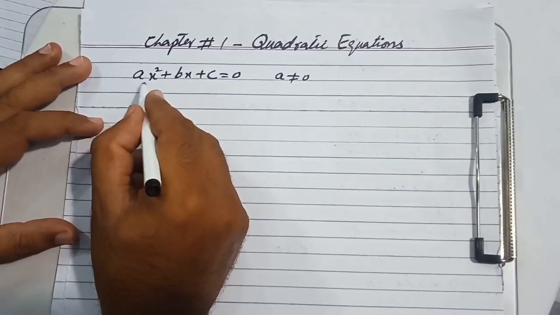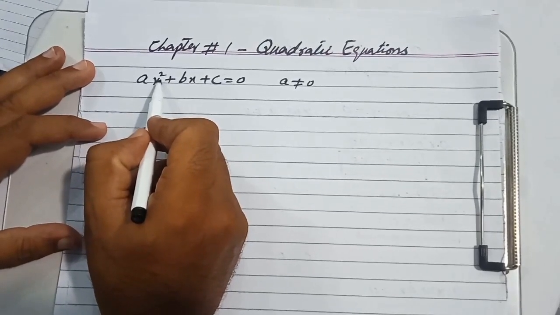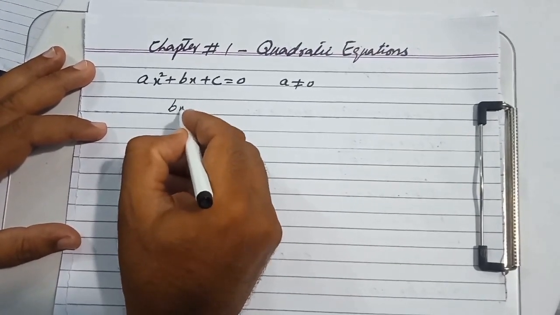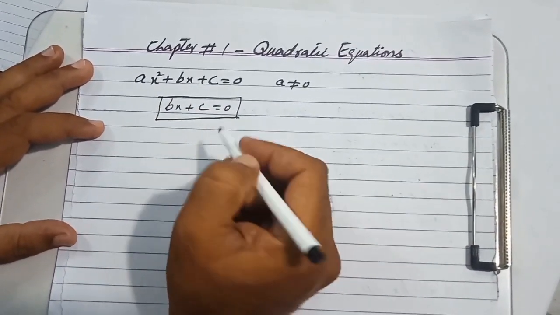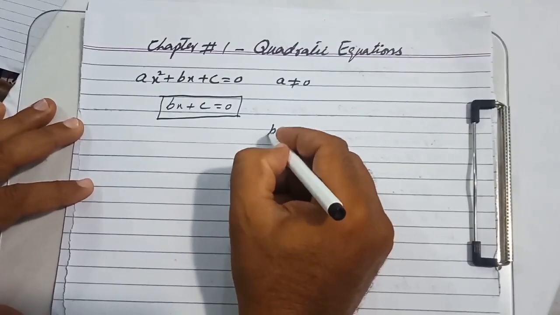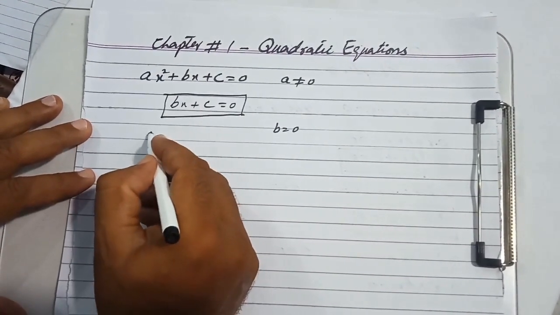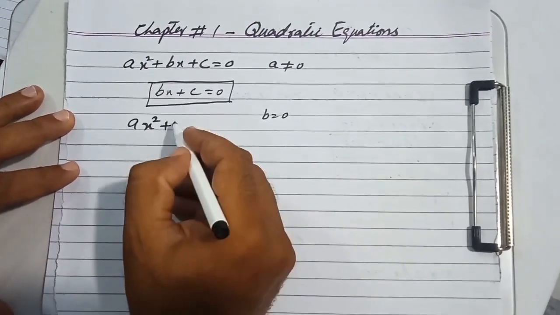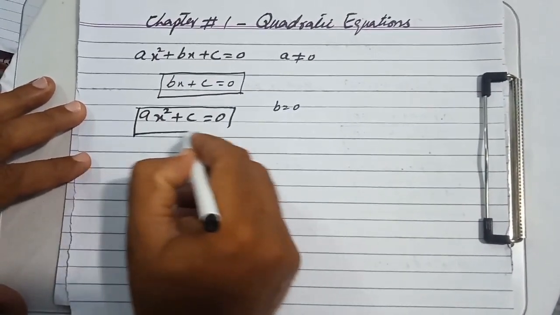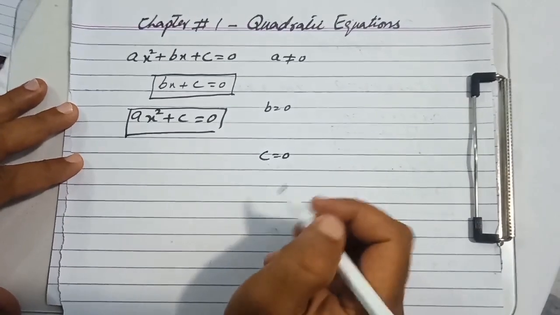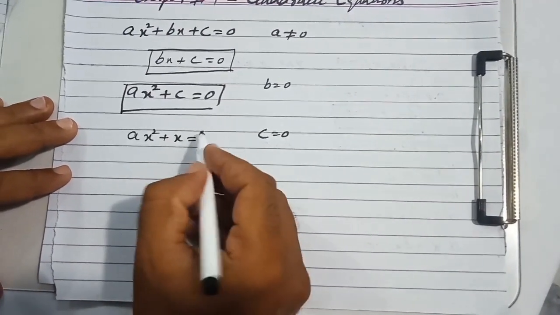If a is 0, then this quadratic equation will be reduced to a linear equation, as when 0 is multiplied with x square, the remaining equation will become bx plus c is equal to 0, and it is a linear equation, not a quadratic equation. And if b is equal to 0, then this equation will be called the pure quadratic equation, and it is written in this form, ax square plus c is equal to 0. This equation is called pure quadratic equation. And if c is equal to 0, then it will remain a quadratic equation, but one of the roots will be 0.